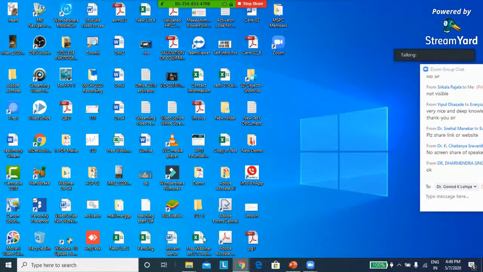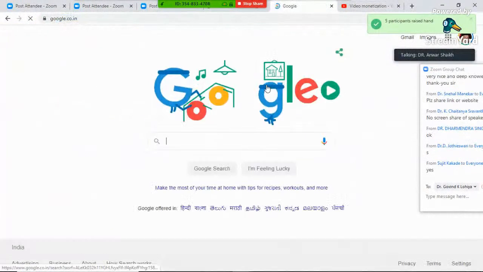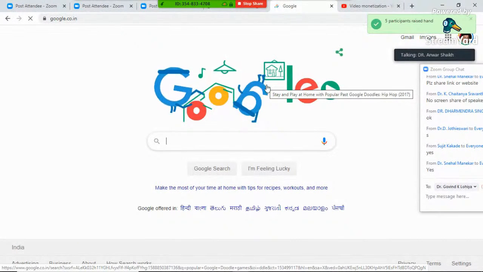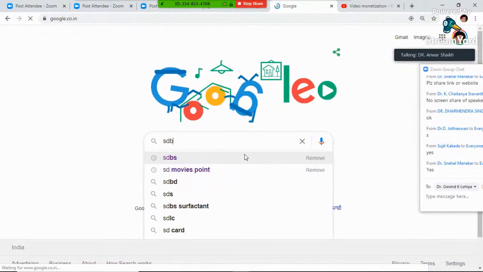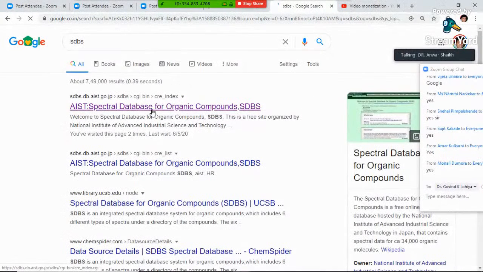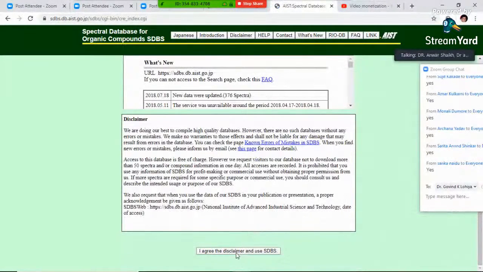Now, what is appearing on the screen? Google. All the delegates, you can see Google is there. So you type there SDBS, spectral database for organic compounds. Can you see? I'm opening this SDBS. If you open this SDBS, it will ask you to agree to the terms and conditions. You click here.